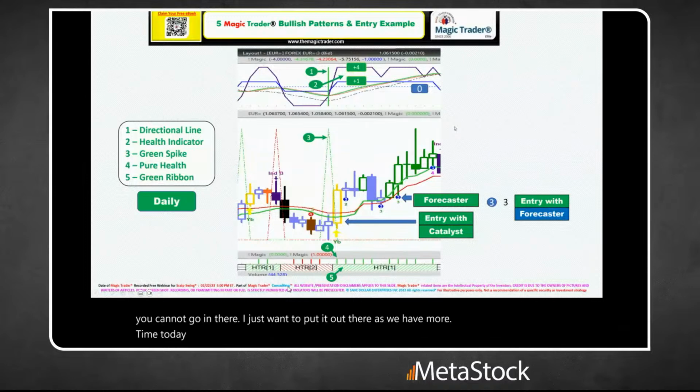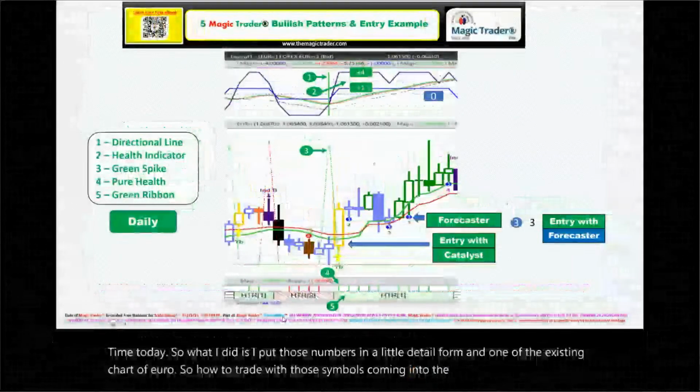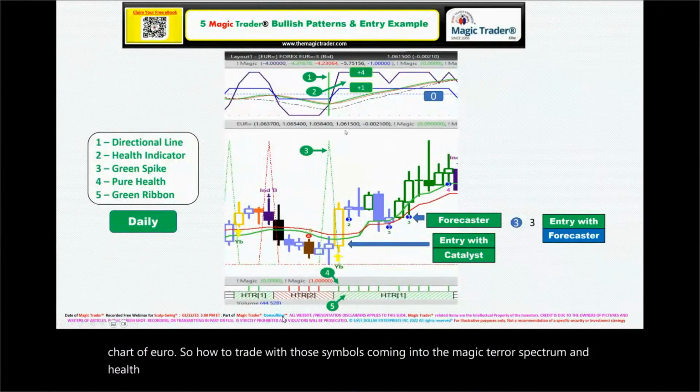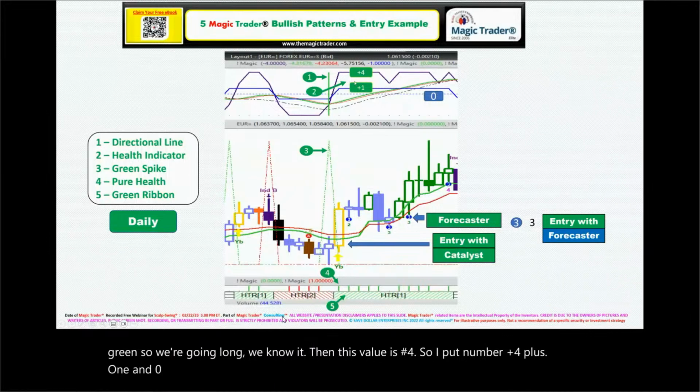So what I did, I put those numbers in a little detailed form on one of the existing charts of euro. So how to trade with those symbols coming into the Magic Trader spectrum and health window. So let's go back to the basics of what we learned. This is the direction line, which is green. So we're going long, we know it. Then this value is number 4. So I put plus 4, plus 1 and 0. So that meets the requirement of what we learned a few minutes ago.